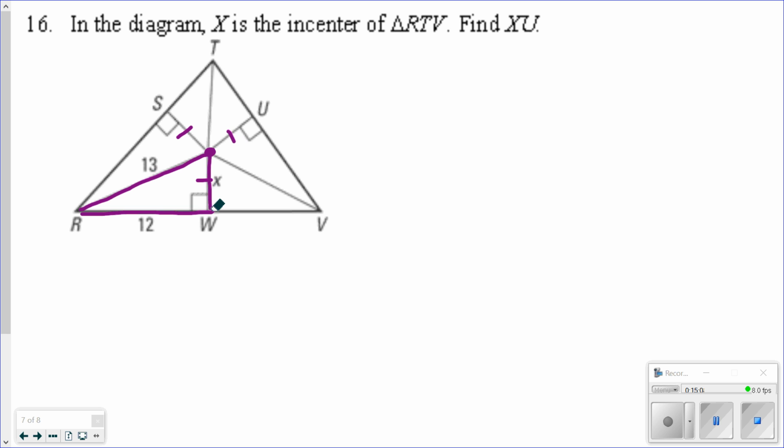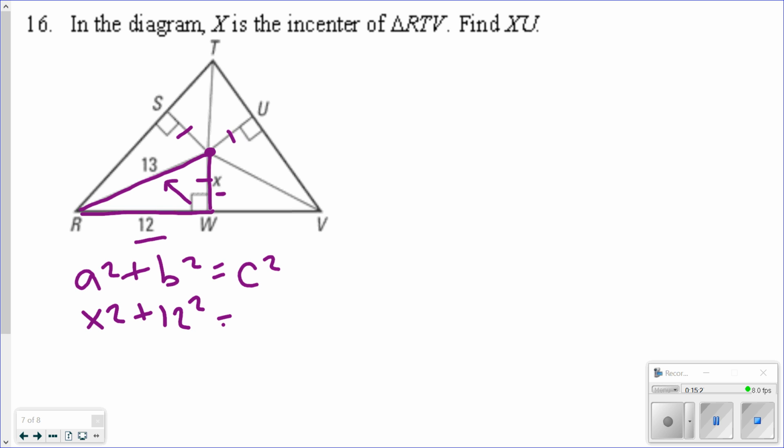So remember that a squared plus b squared is equal to c squared. Our hypotenuse in this case would be 13. So we'll call a x. So this is going to be x squared plus b will be 12, so plus 12 squared is equal to 13 squared. Let's simplify this. So x squared stays as x squared. 12 squared is 144. And 13 squared is 169. So I'm going to subtract 144 from each side, which gives me x squared is equal to 25.